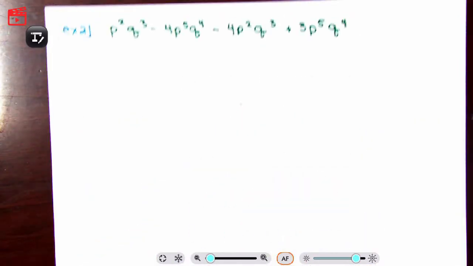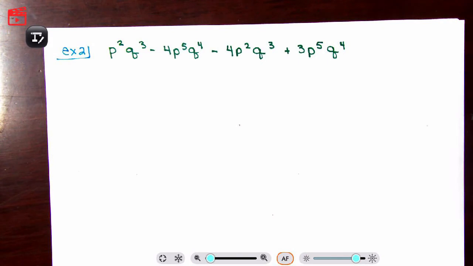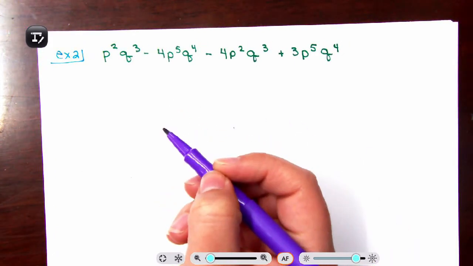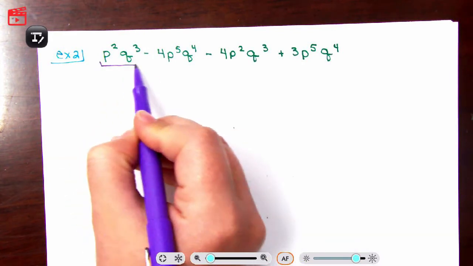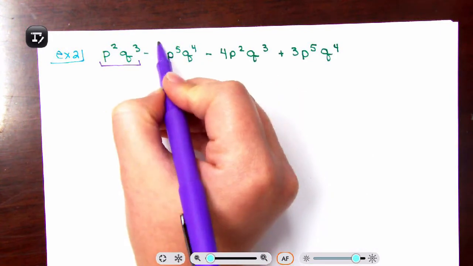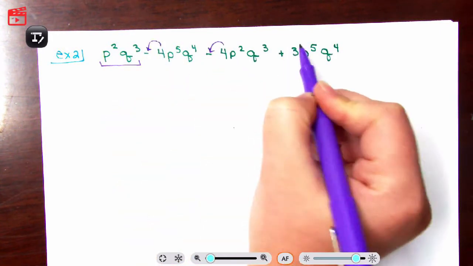Let's do another example of combining like terms. So a term is separated by a plus and a minus. Again, minuses are just adding a negative. Make sure that you take the symbol in front of the term.